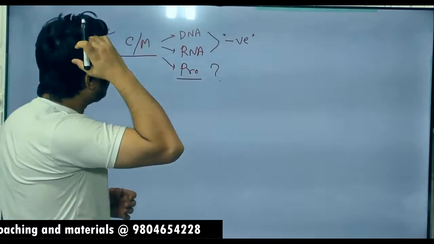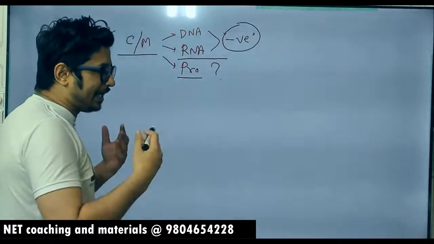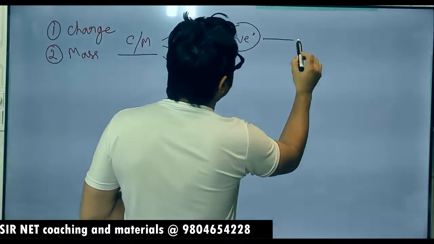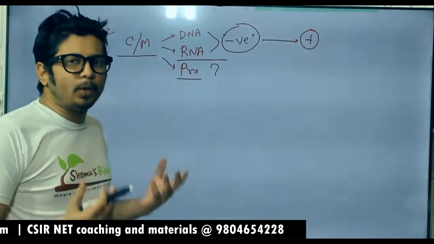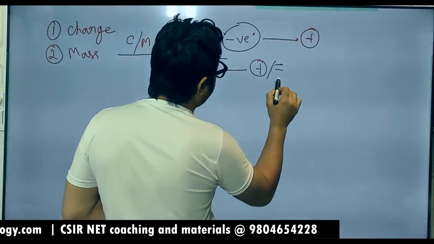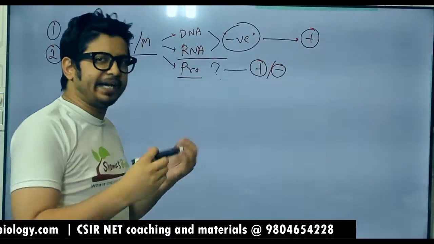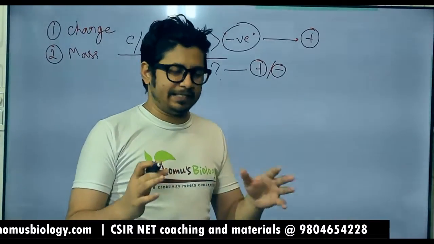So when we are separating DNA and RNA, we have a default negative charge which helps the DNA and RNA to migrate towards the positive charge. While we are separating proteins, we need to add some charge to them, okay? And what we do is add negative charge to them, okay? We'll talk about that later in detail.